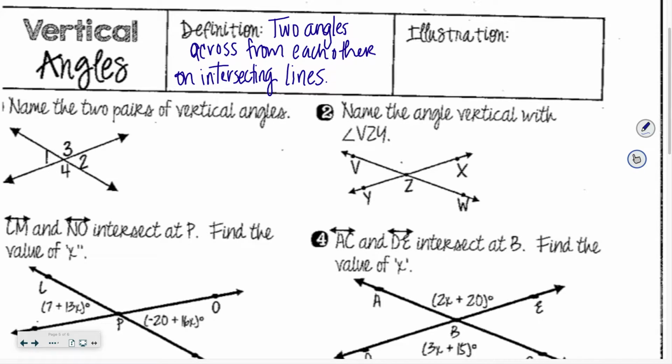So it's going to look something like this. I'm going to have some intersecting lines here, and these angles are going to be vertical. Somewhere up there you need to write vertical angles are always congruent. So you can put a big congruent sign. However you want to write it, vertical angles are always equal to one another.